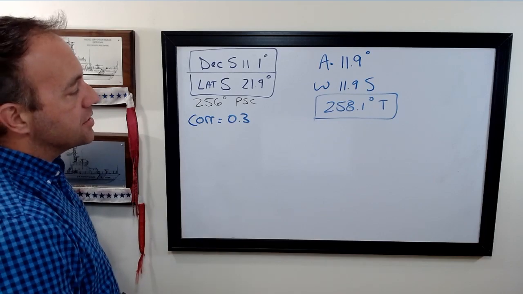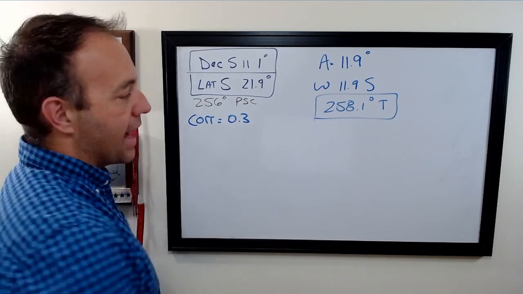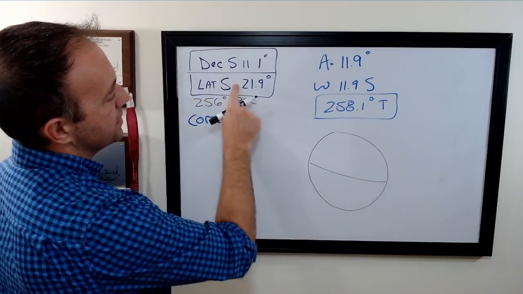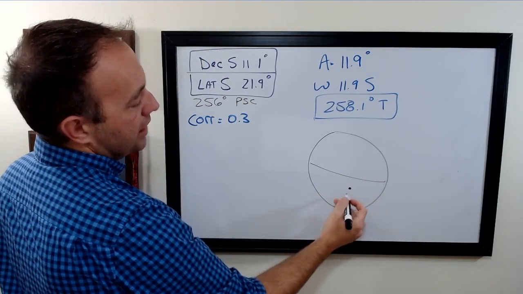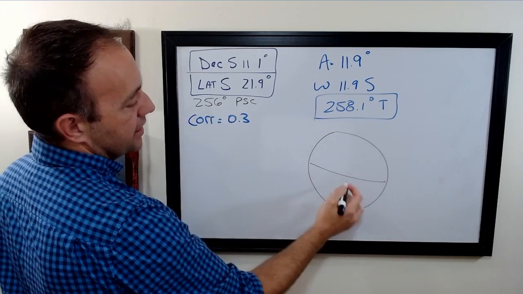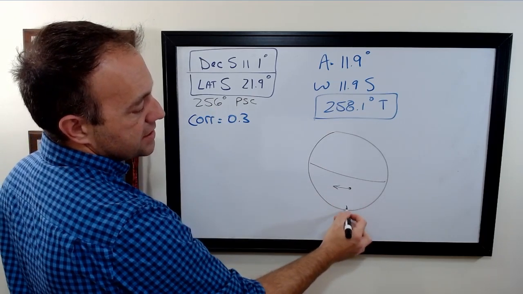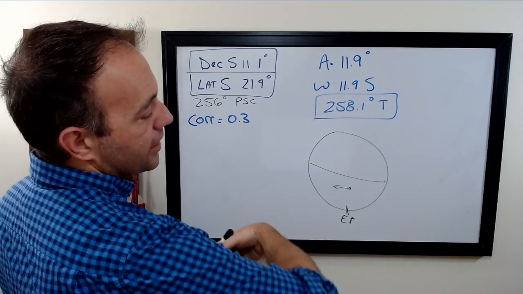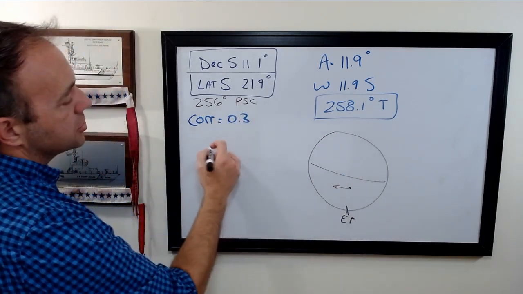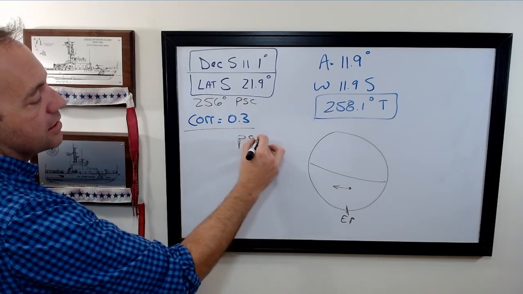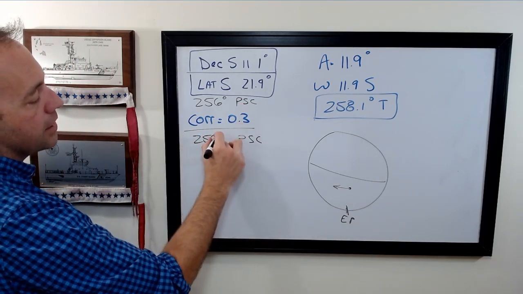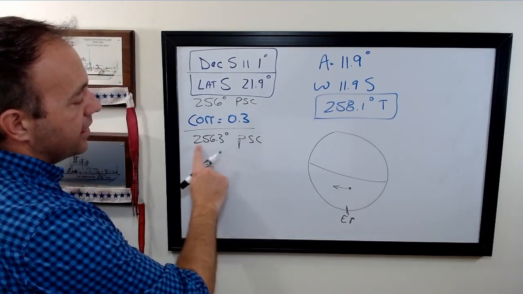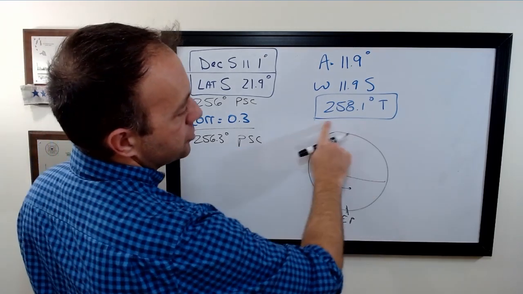And the way that you do it is what's called away from the elevated pole. So our ship is in the southern hemisphere, and we're looking at sunset. We're looking this way. So this is the elevated pole, the closest pole to you. So you have to apply the correction away from it. So our total PSC is going to be 256.3 degrees, right?